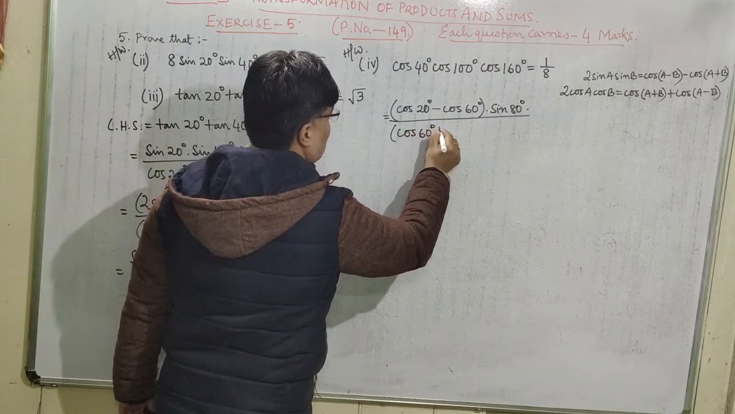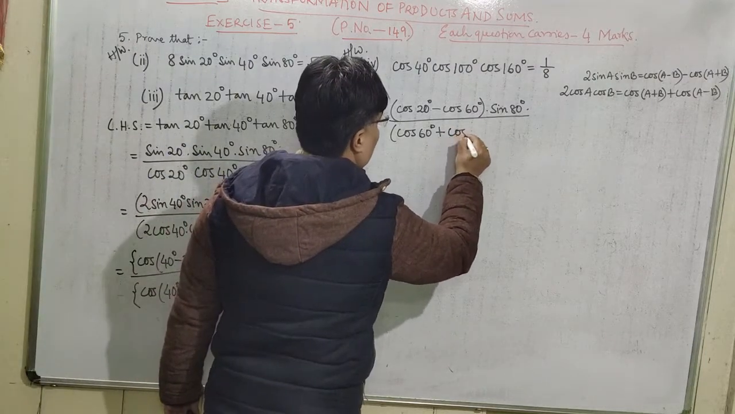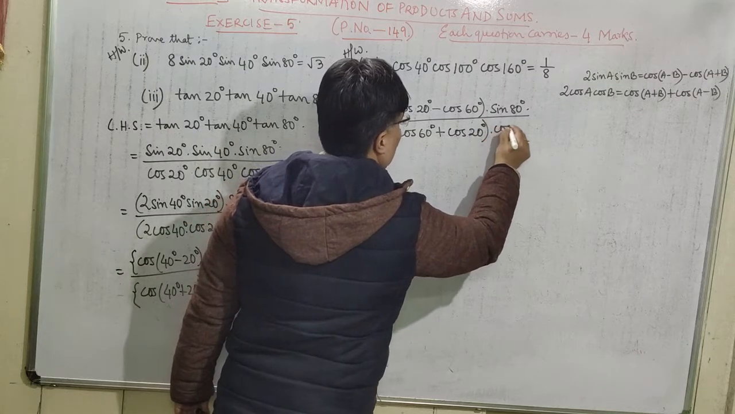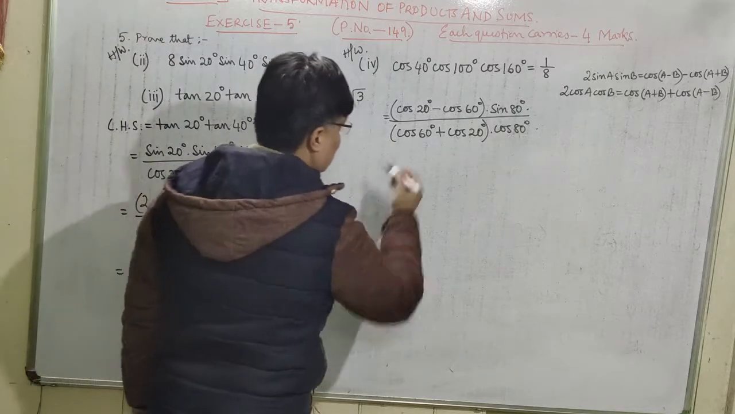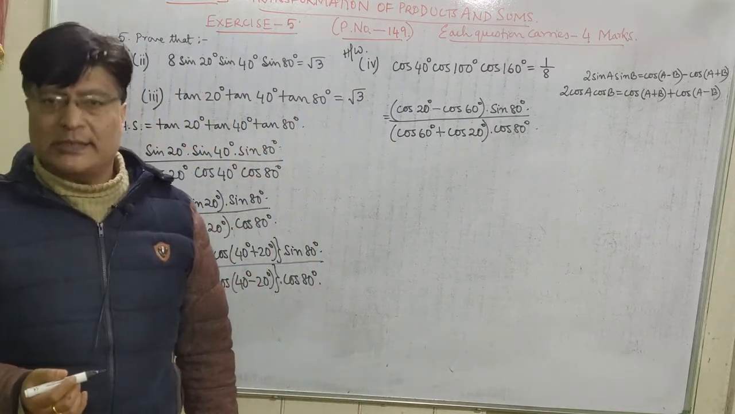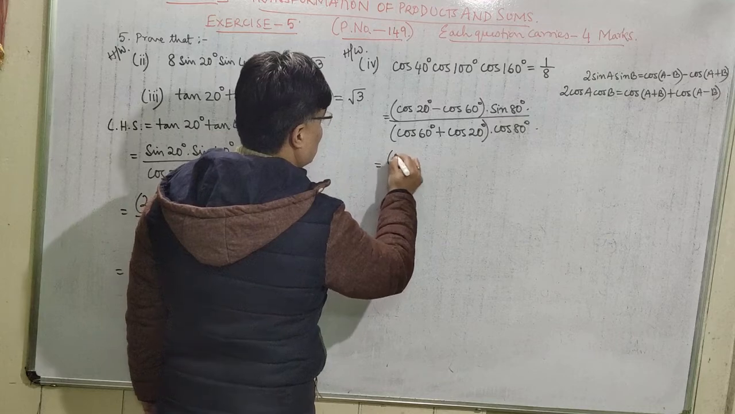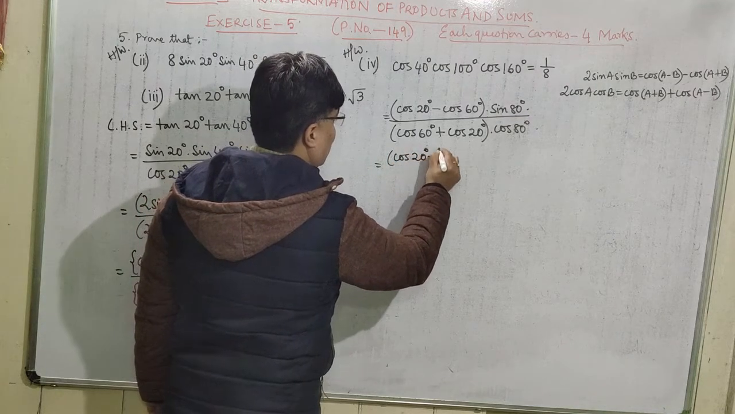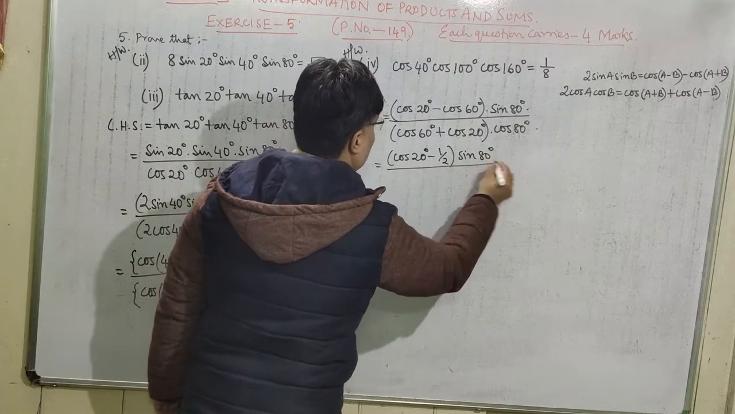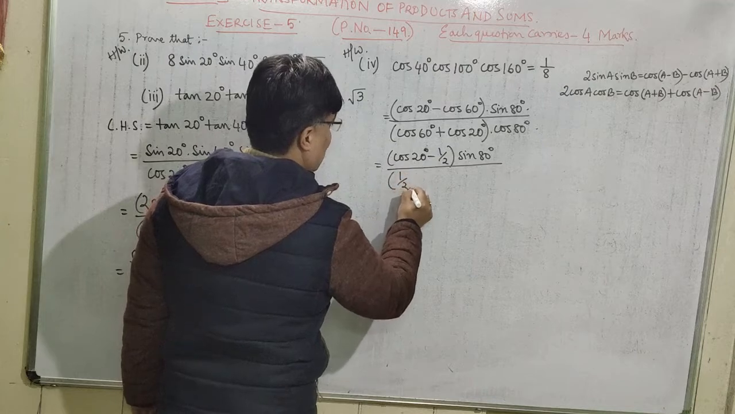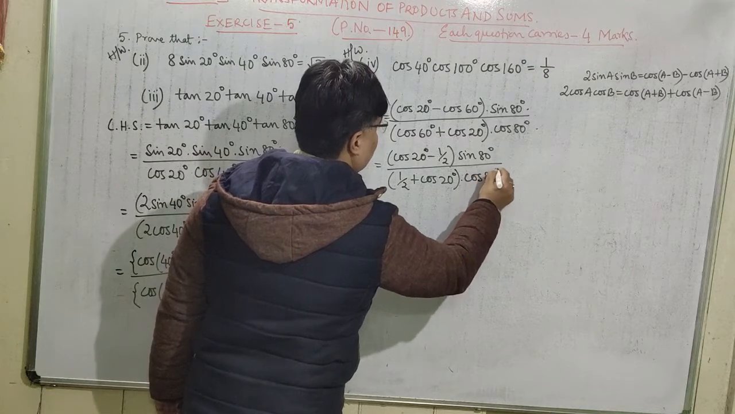This is your cos 60 degree plus cos of, what is a minus b? 40 minus 20 is 20. Cos 20 degree. This is cos 20 degree into cos 80 degree. Okay. So now you know that this 60 degree is a standard angle, and you should know the value for cos 60 degree, which is half. So this is cos 20 degree minus half into sine 80 degree divided by, in the denominator, cos 60 is half plus cos 20 degree into cos 80 degree.